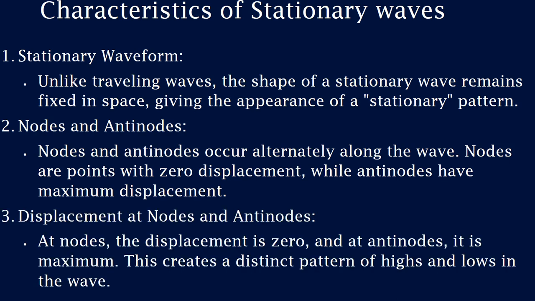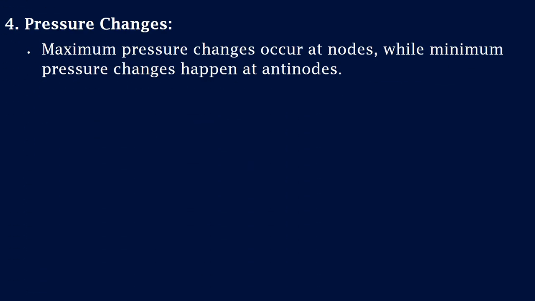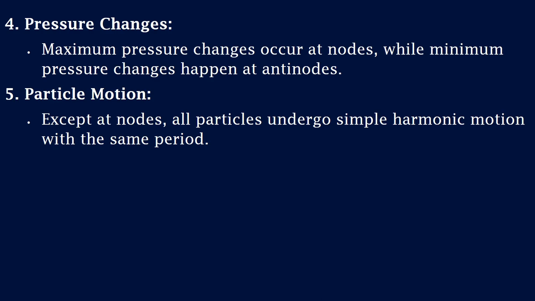Third, displacement at the nodes and antinodes. At nodes, the displacement is zero, and at antinodes, it is maximum. This creates a distinct pattern of highs and lows in the waves. Pressure changes: maximum pressure changes occur at nodes, while minimum pressure changes happen at antinodes. Particle motion: except at nodes, all particles undergo simple harmonic motion with the same period.